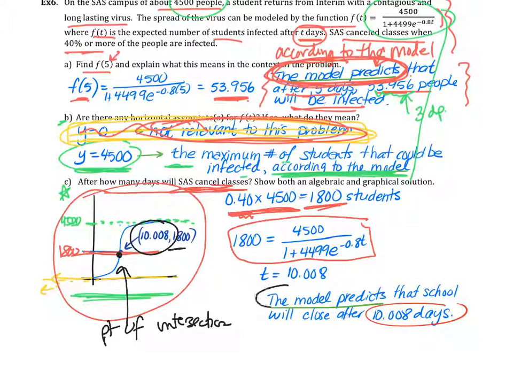So is that definitely when it's going to happen? No, it's according to the model, or it's a prediction made based on the model. So you have to say the model predicts that school will close after 10.008 days. Once again, you need to have 3 decimal points, and you need to tell us that it's a prediction and not a for-sure thing. If you don't say it's a prediction, then you're telling us that it's factual, when in fact it's just a prediction, so you need to use that word.